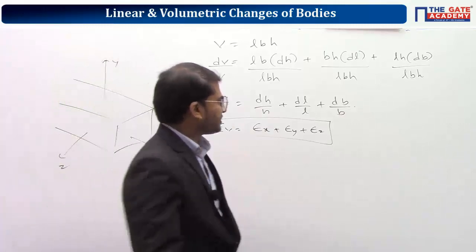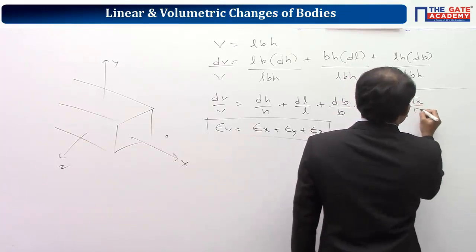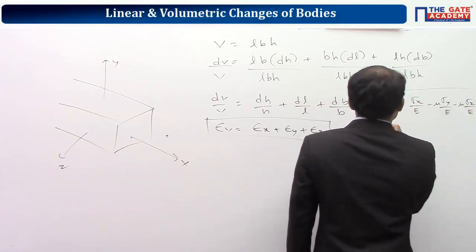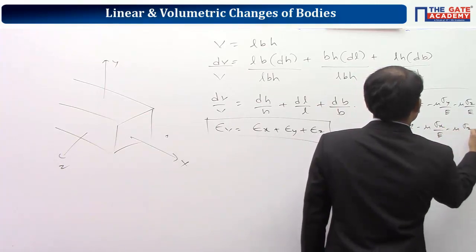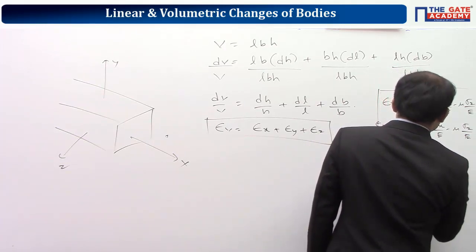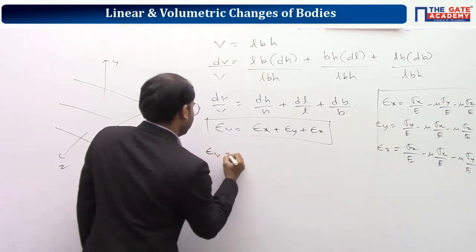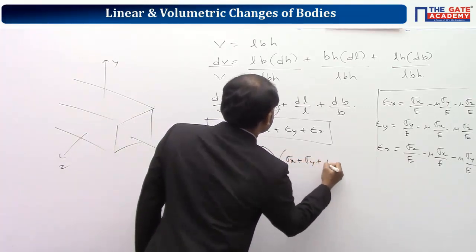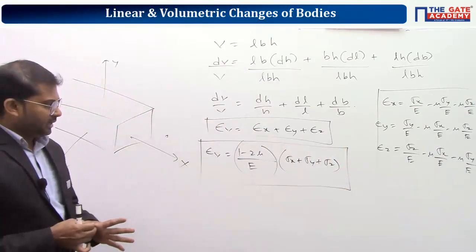Okay. In this one, if you substitute the generalized Hooke's law equations, epsilon x is like this, epsilon y is like this, and epsilon z is like this. Substituting in this equation, you will get epsilon v as 1 minus 2 mu by E whole into sigma x plus sigma y plus sigma z. Epsilon v is 1 minus 2 mu by E, sigma x plus sigma y plus sigma z.